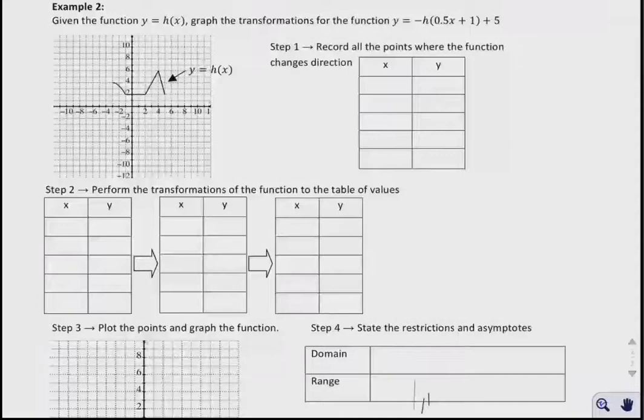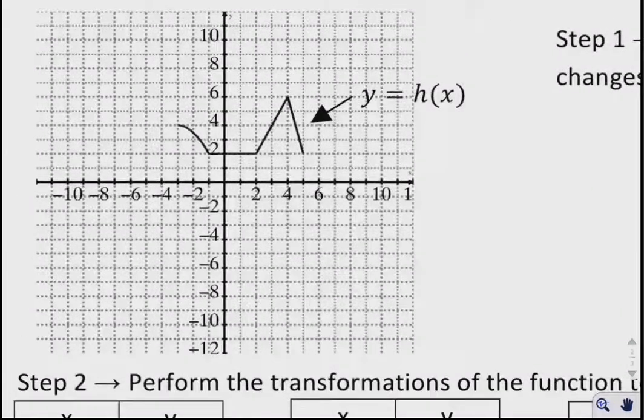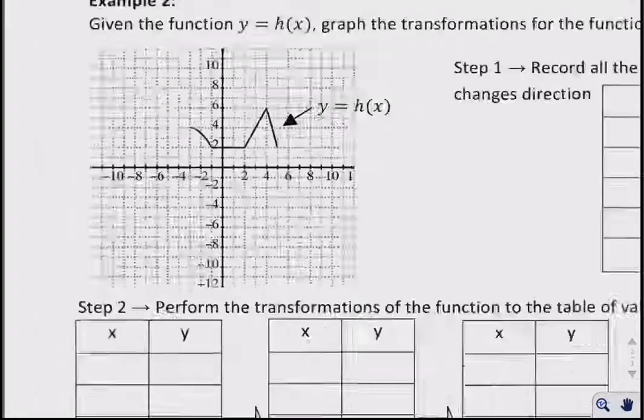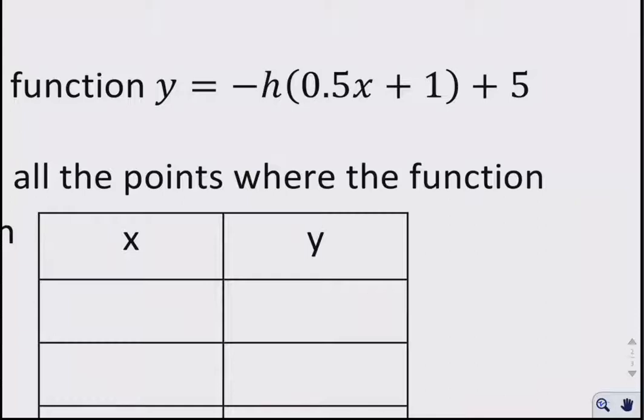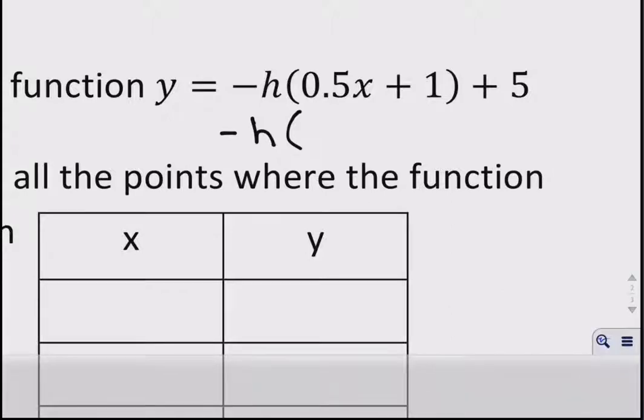Okay, for our second example, we're looking at a new function. Here's the graph of the function. It's defined by h, and the transformations that are applied to it are shown right here. So if we look at it, obviously it's clear that we cannot identify the transformations off the bat, so we have to rewrite it in such a way that we can see the transformations explicitly.